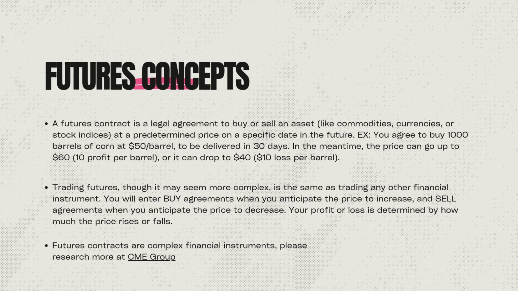And just in the opposite example, you said, well, I'm going to buy this corn for $50. And they said, oh, well, dang, it's $60 now, so I'm going to have to give you $10 a barrel. So that's how you make money. So you make money from futures by buying at a price that you anticipate it to go up or down. So it seems complex, but at the same time, you're going to enter buy agreements when you think the price is going to go up and it's going to make you money. And you're going to enter sell agreements when you think the price is going to go down. So then, even though the price is going down, you're able to make money as well.